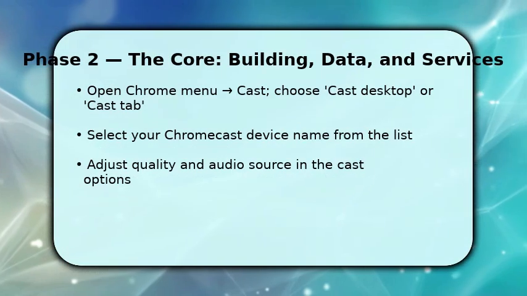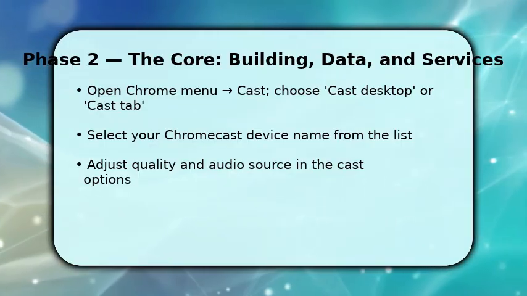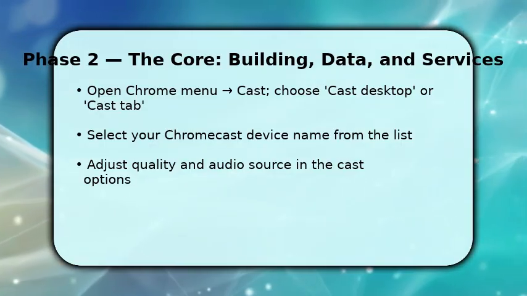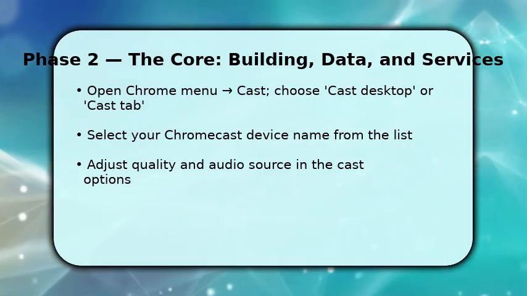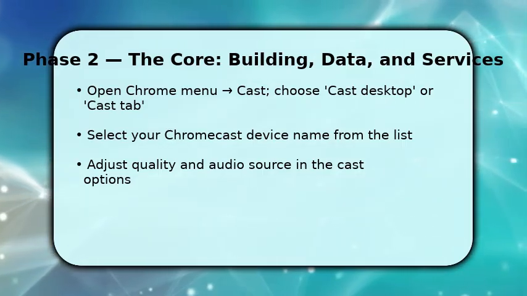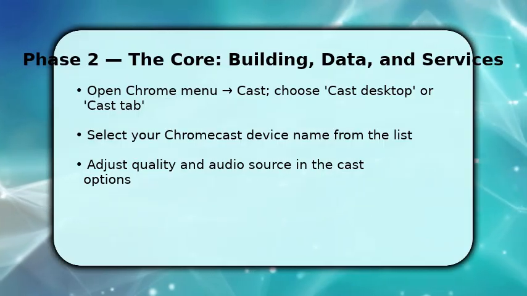You click the Chrome menu and choose Cast. This discovers devices automatically over the network. Select whether you want to cast a single tab, your entire desktop, or a specific file. Casting the desktop shares everything, which is useful for presentations, while tab casting saves bandwidth.